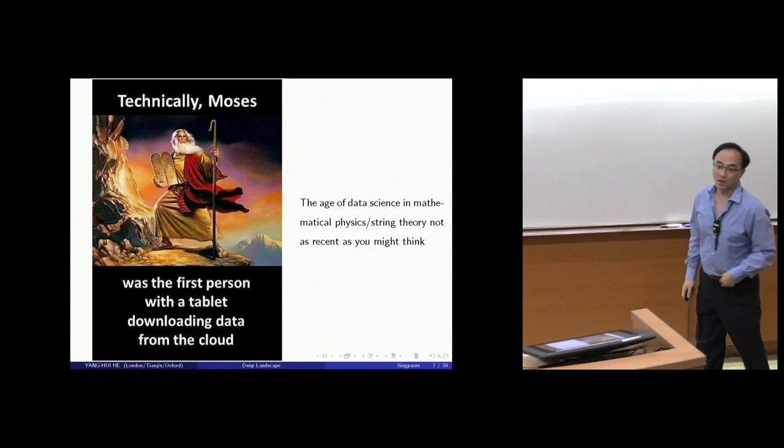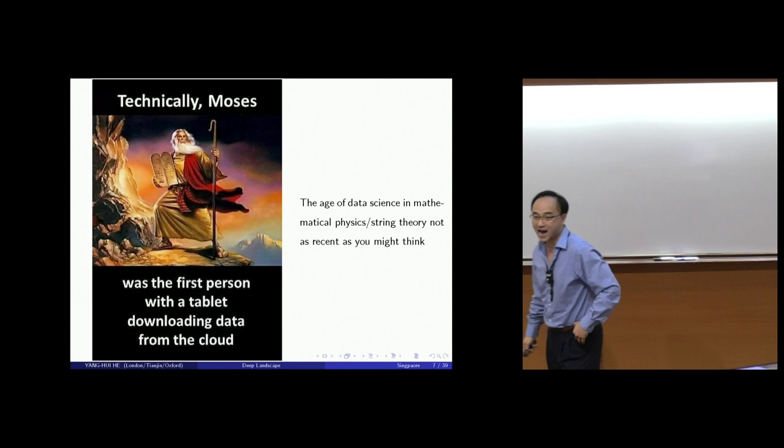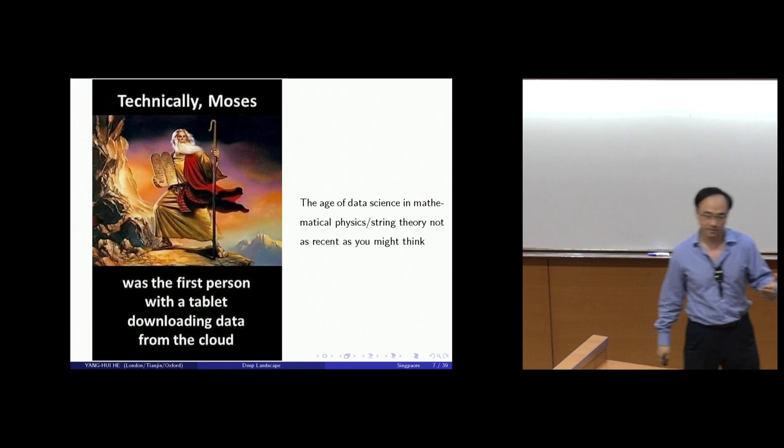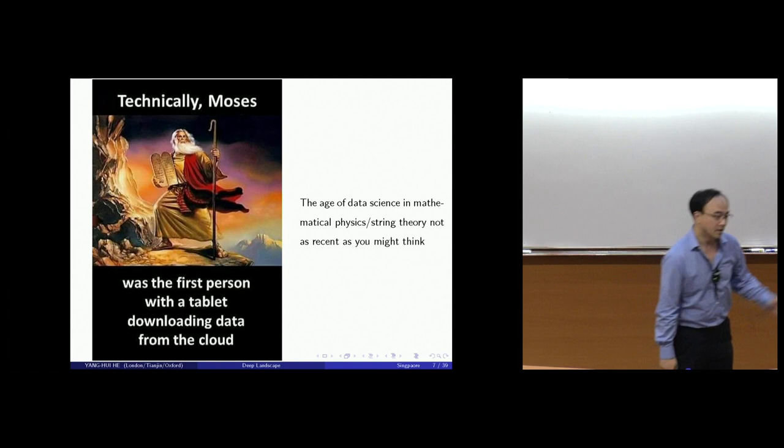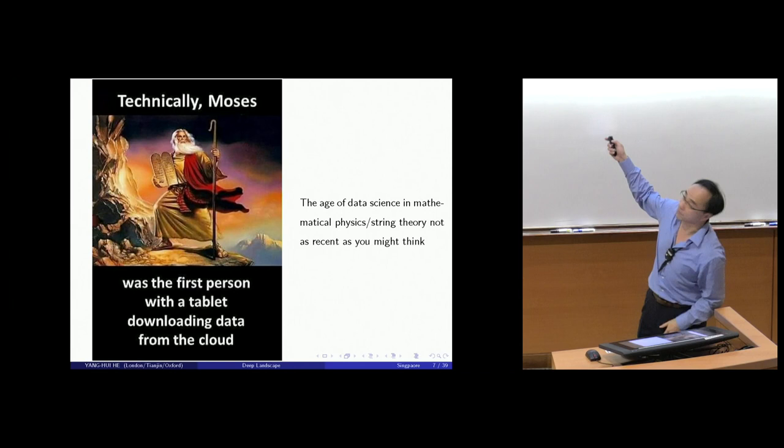Data science in mathematical physics might be earlier than you think. This is from the late 80s to early 90s. People were already data mining algebraic geometry. So I don't know whether Dave Berman is here. Maybe he's asleep. Oh, he's escaped. I mean, he was talking about theology yesterday. This is a good quote for him. This is just something that's been running around on the internet.